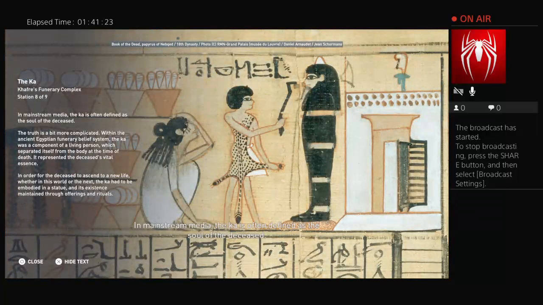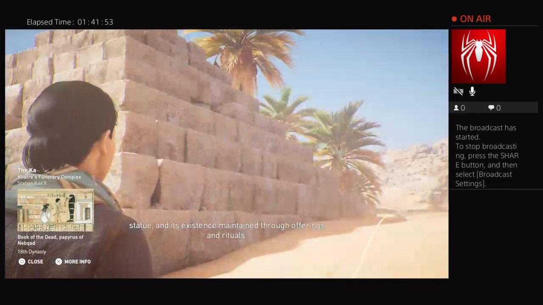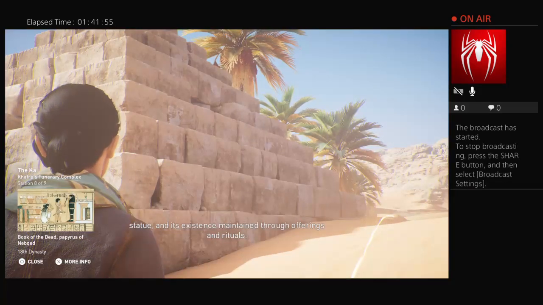In mainstream media, the Ka is often defined as the soul of the deceased. The truth is a bit more complicated. Within the ancient Egyptian funerary belief system, the Ka was a component of a living person, which separated itself from the body at the time of death. It represented the deceased's vital essence. In order for the deceased to ascend to a new life, whether in this world or the next, the Ka had to be embodied in a statue, and its existence maintained through offerings and rituals.